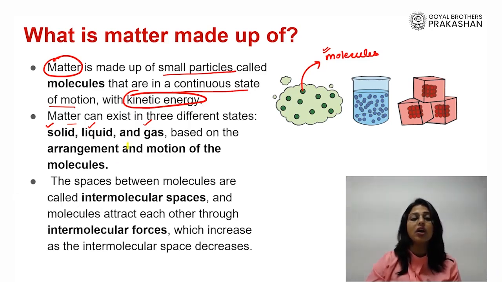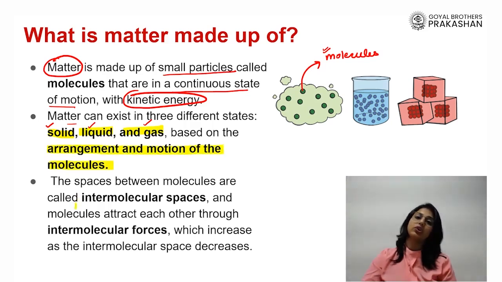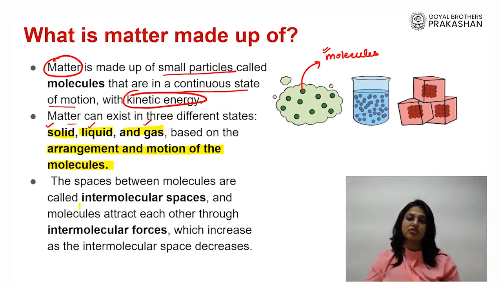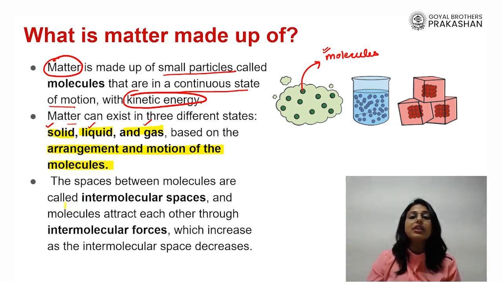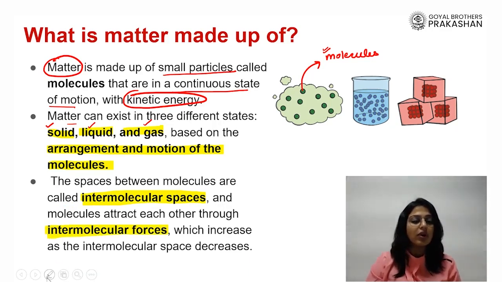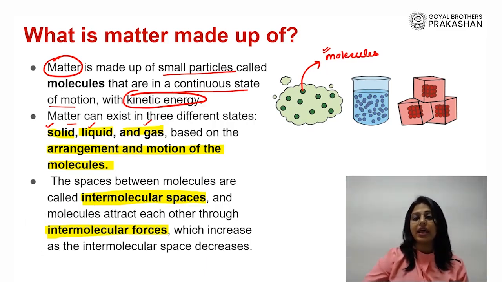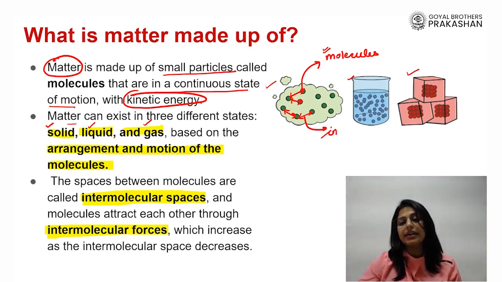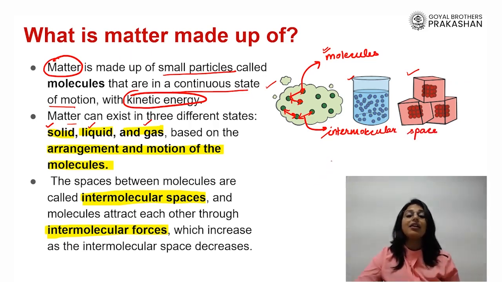So, what is the reason for the three different states, solid, liquid and gas? It is because of the arrangement and the motion of the molecules, how they move around and how they are fixed inside these three states. Now, there are two important terms that we are going to understand. One is called intermolecular space, the other is called intermolecular forces. The particles in all three states of matter might have some distance between each other. That distance between the molecules of matter is what we call intermolecular space.